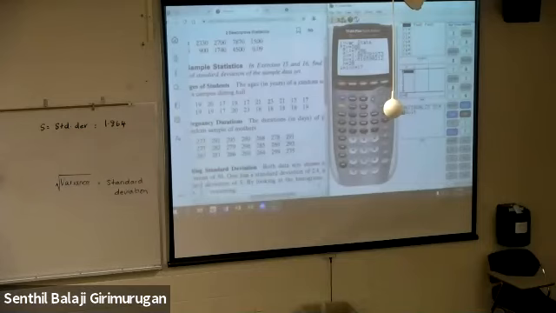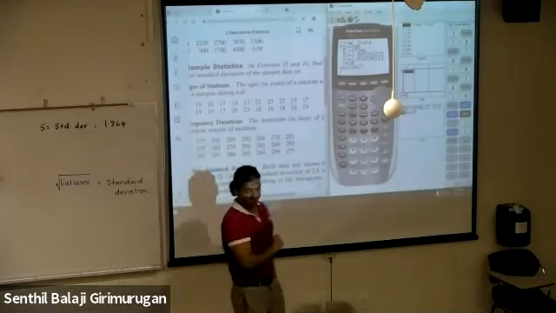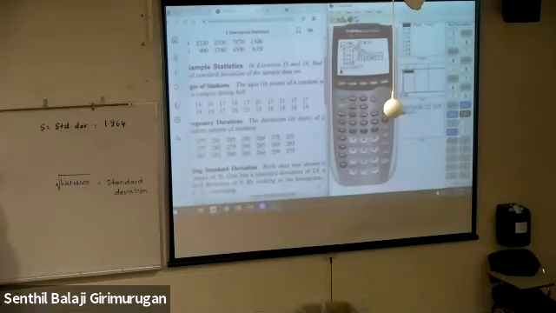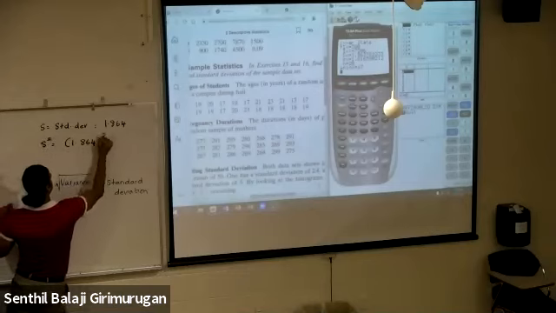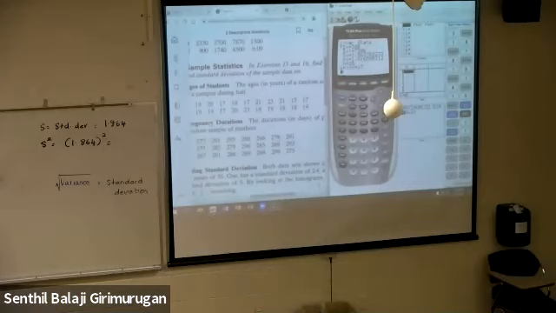I want to know the variance. How would we find the variance? I left this over here intentionally. Square it. Square it, why? Because the square root of variance is the standard deviation. Exactly. So if you square both sides, you would get variance. So variance is simply 1.864 squared, which is about 3.47.